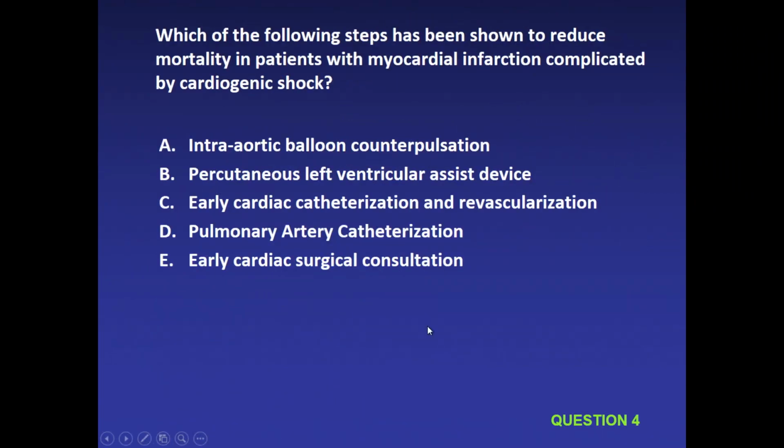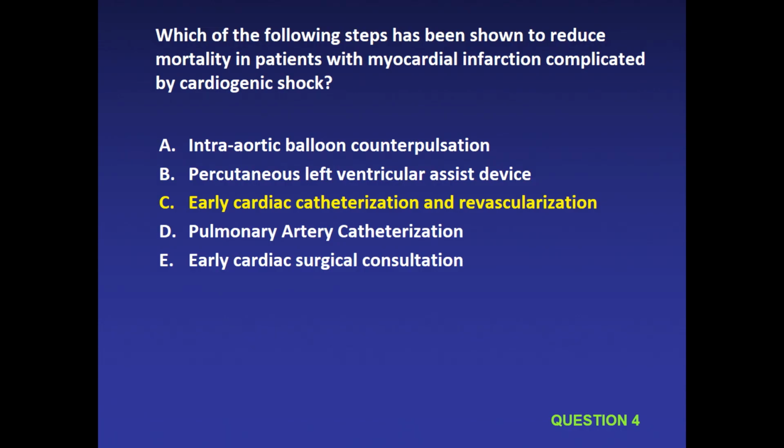A final question. Which of the following steps has been shown to reduce mortality in patients with myocardial infarction complicated by cardiogenic shock? A, intra-aortic balloon counterpulsation, B, percutaneous left ventricular assist device, C, early catheterization and revascularization, D, pulmonary artery catheterization, or E, early cardiac surgical consultation. The correct answer here is C, early cardiac catheterization and revascularization.